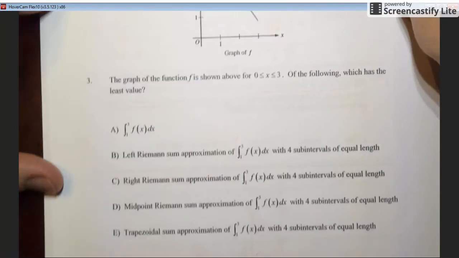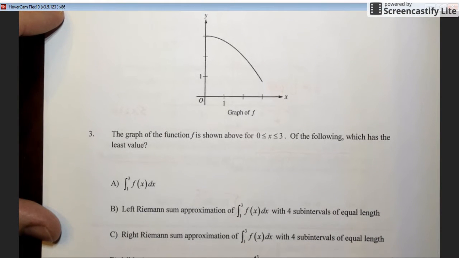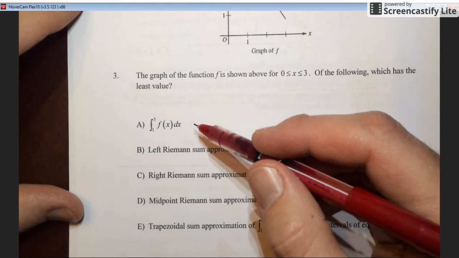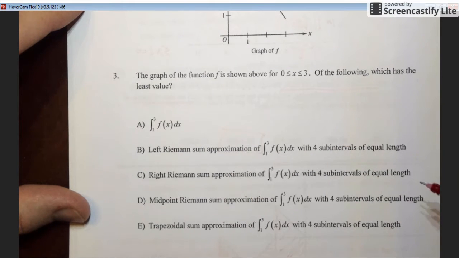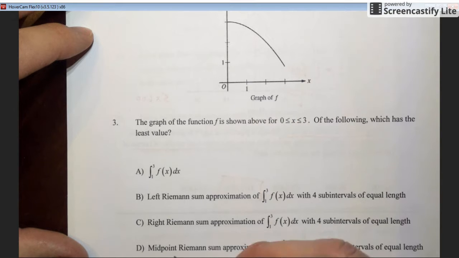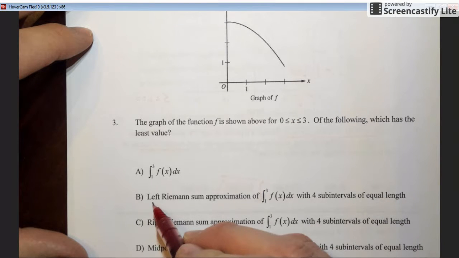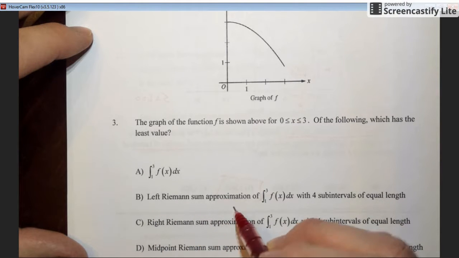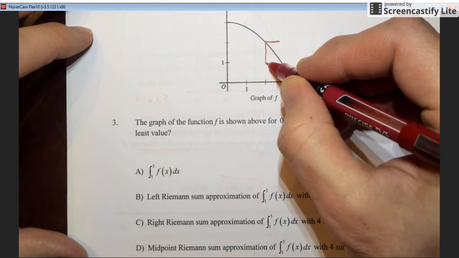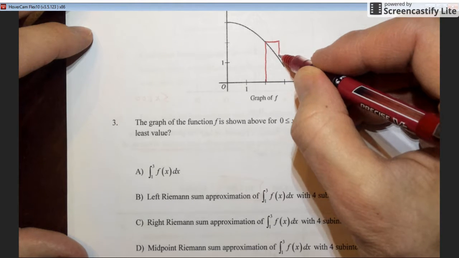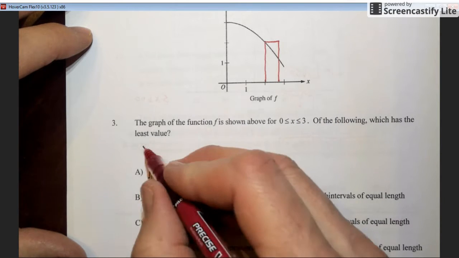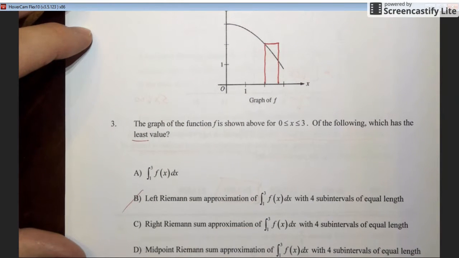Now we get into our approximations. We have this graph of f. We have to determine which of these 5 choices is the least value. Well, this is one in which we start making some drawings. We've got a left Riemann sum. That means that the upper left-hand corner of the rectangle must touch the curve, like so. That's definitely an overestimate. We want the least value, so the left is out.